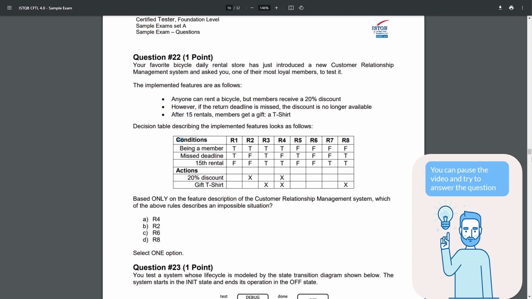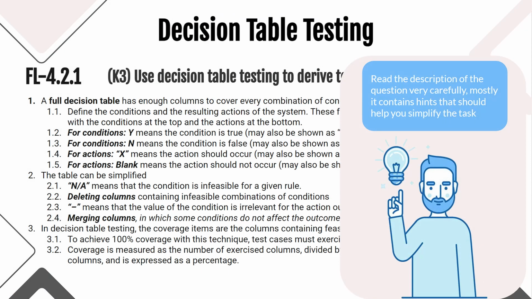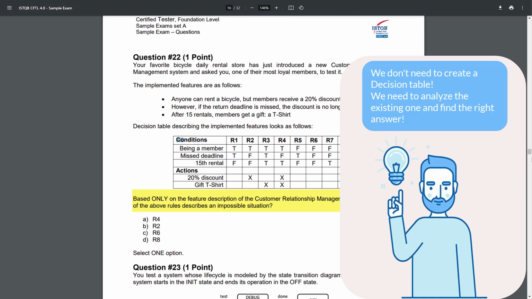In previous questions about black box test design techniques, equivalence partitioning and BVA, we started by reading the description of the question very carefully to find the information that can make changes to the existing checklist. The situation is different with the decision table testing technique. We don't need to create a decision table, we need to analyze the existing one and find the right answer.